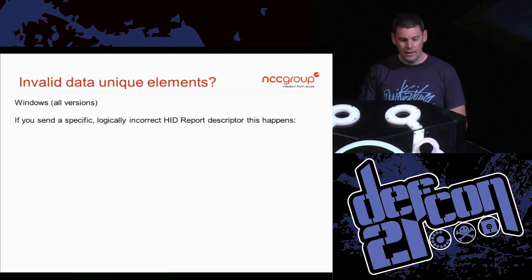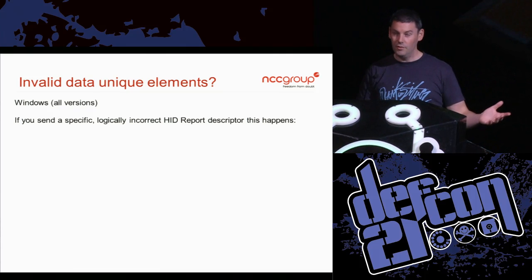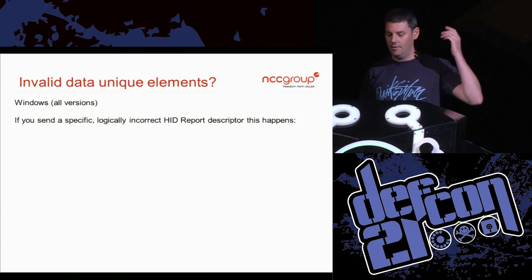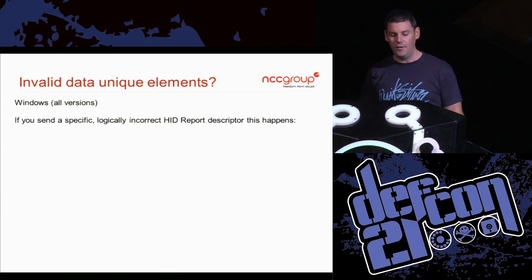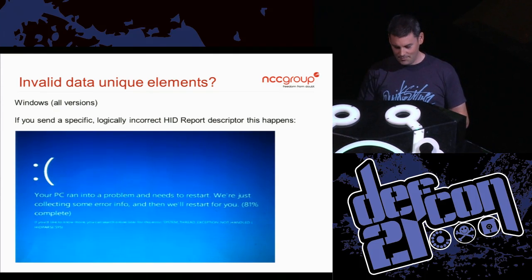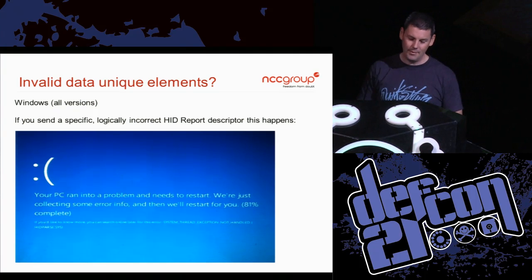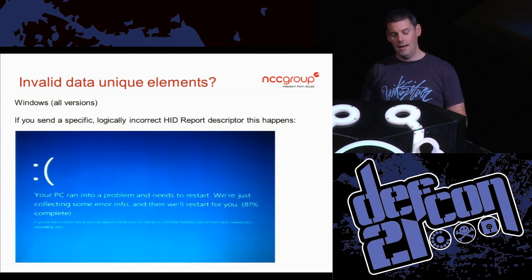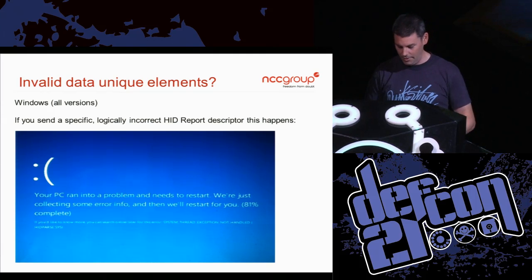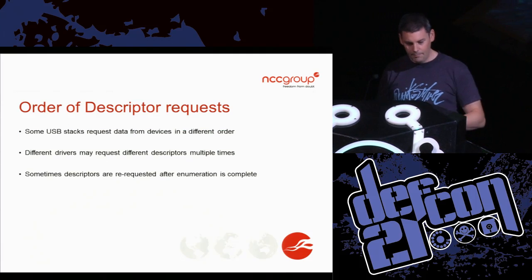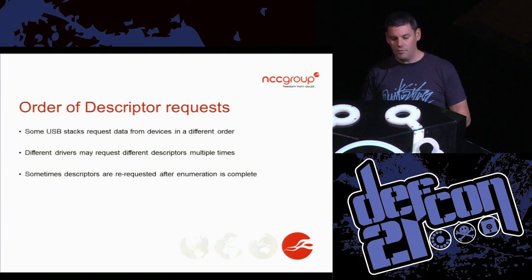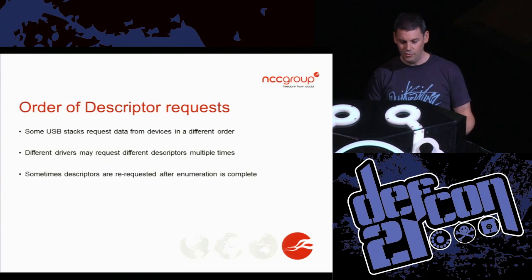So for example, Windows, all versions, I say all versions, from XP up to current day, absolutely everything. If you send a specific logically incorrect HID report descriptor, this happens. So not too great from an enumeration perspective, but it's a bug. And when I show you UMAP in a few minutes' time, one of the test cases within UMAP will trigger this. So when I release the tool, you'll be able to play with this and find out what this bug is. Also, the order of the descriptor requests can be used for identification too.